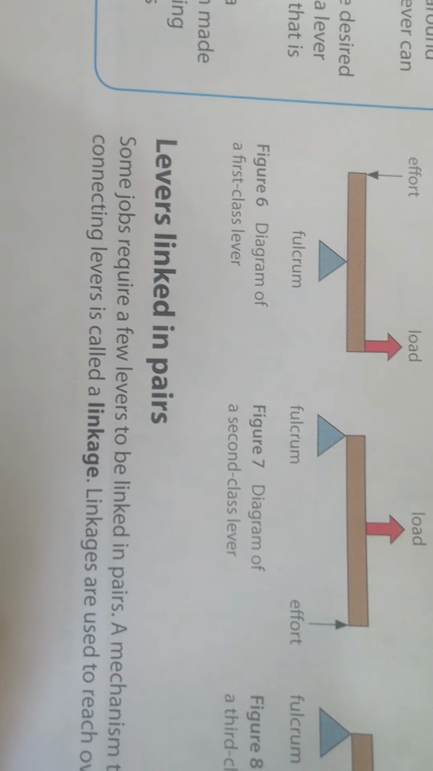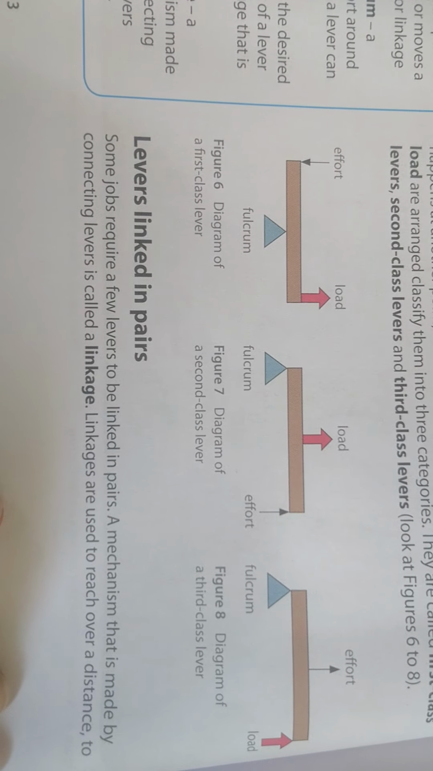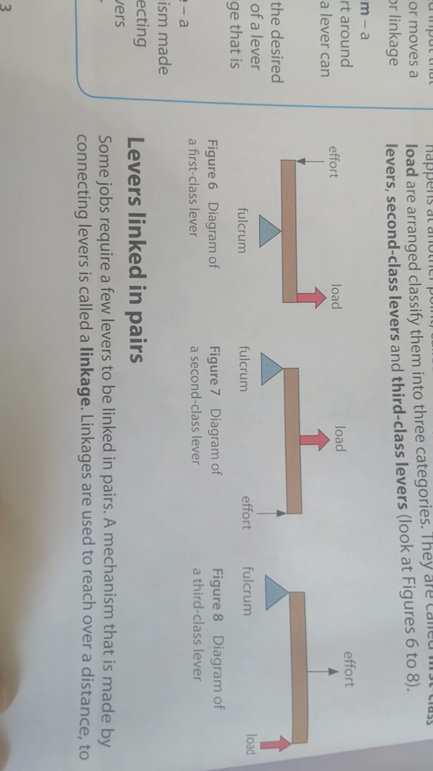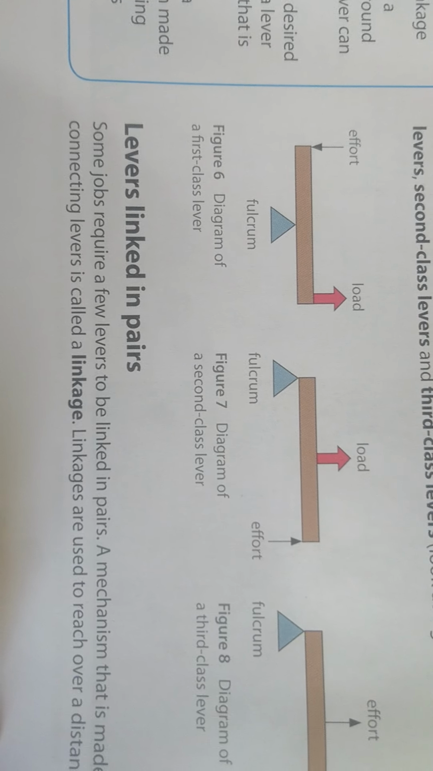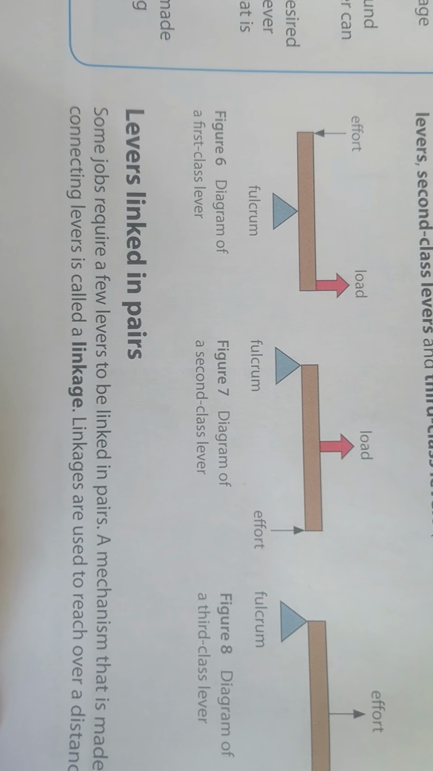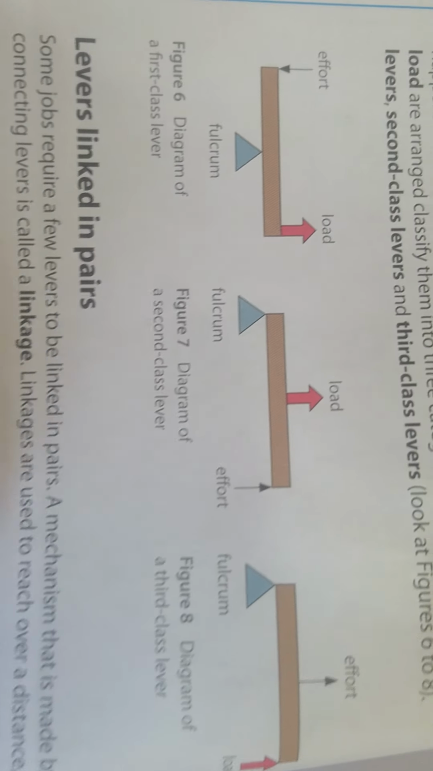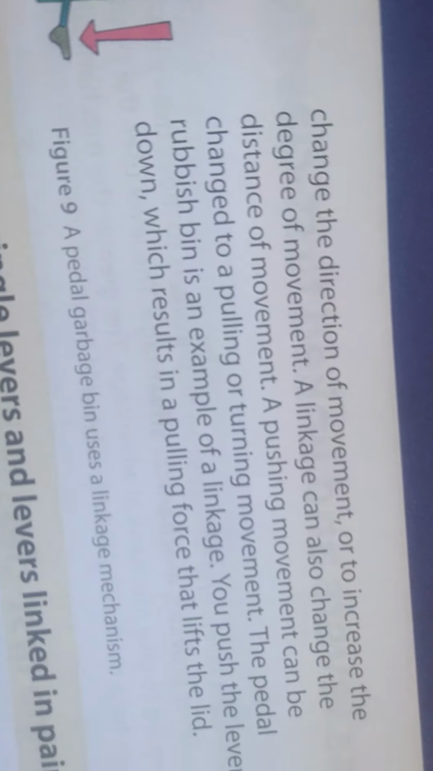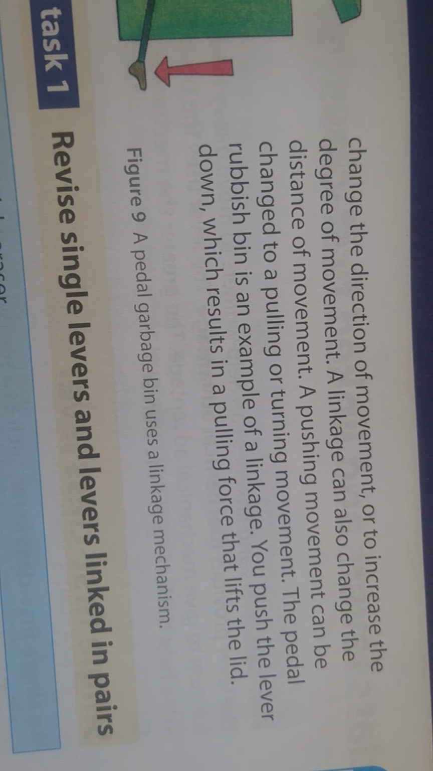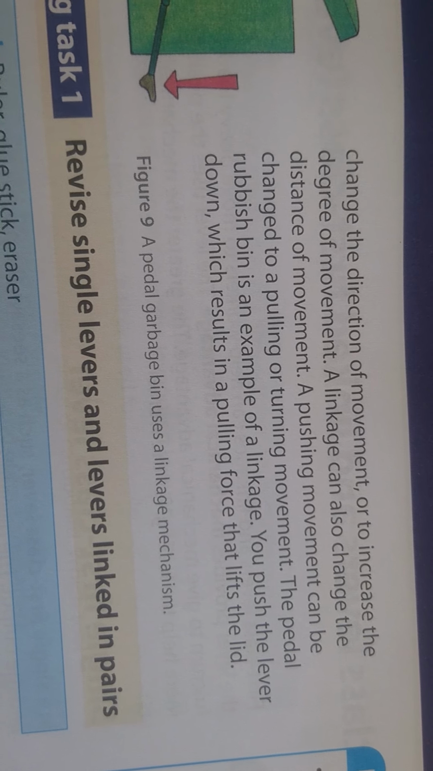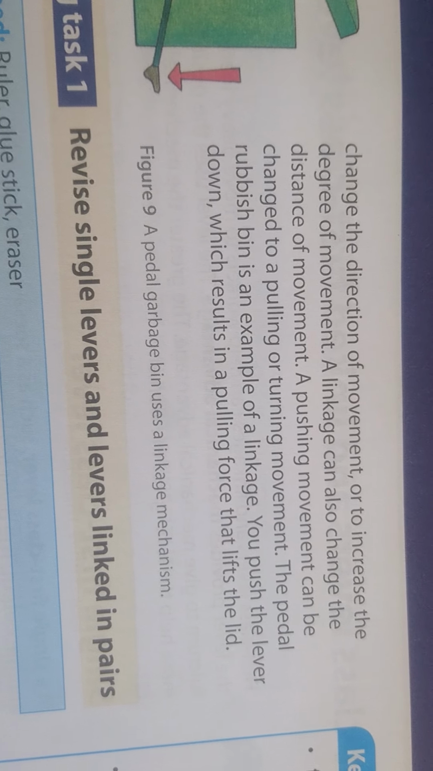Okay, a mechanism that is made by connecting levers is called a linkage. Right, a linkage consists of more than one lever. Linkages are used to reach over a distance, to change the direction of movement, or to increase the degree of movement. A linkage can also change the distance of movement. A pushing movement can be changed to a pulling or turning movement.